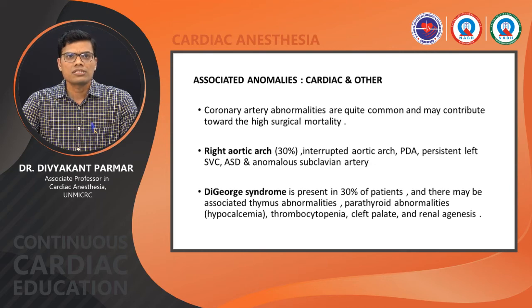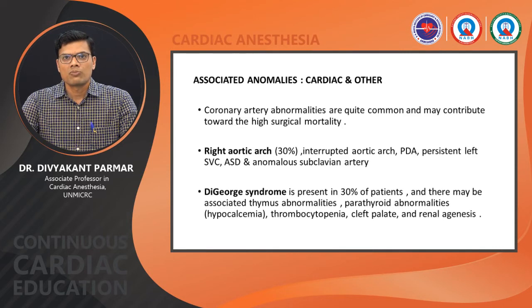The associated systemic anomalies include DiGeorge syndrome, which is seen in 30% of patients, and others are thymus abnormalities, that is T cell immunodeficiency, and parathyroid abnormalities causing hypocalcemia, thrombocytopenia, cleft palate, and renal agenesis.